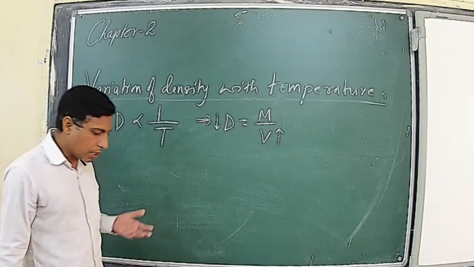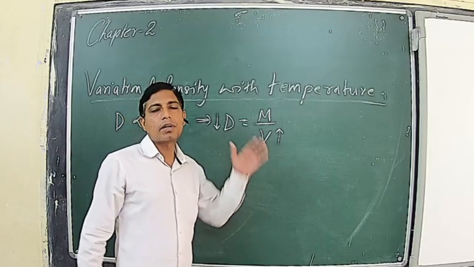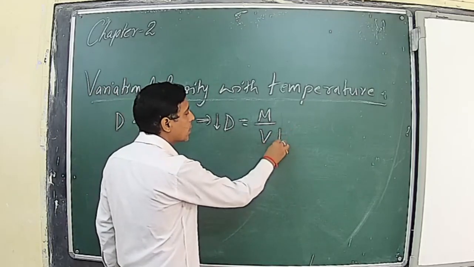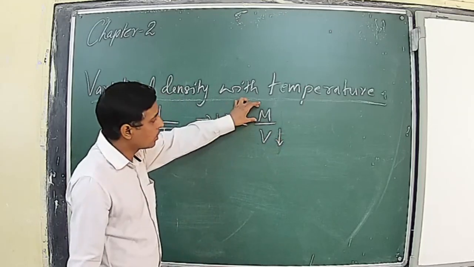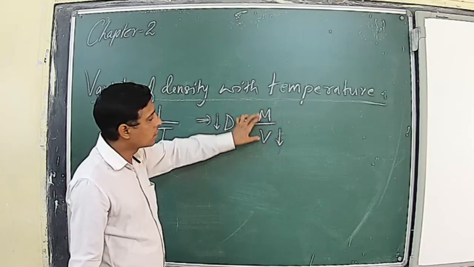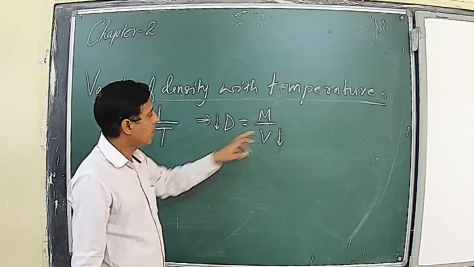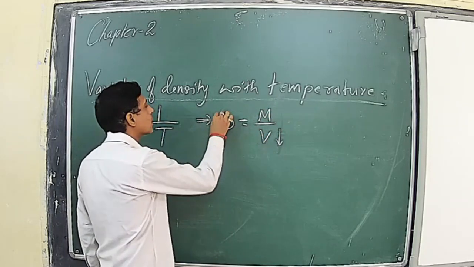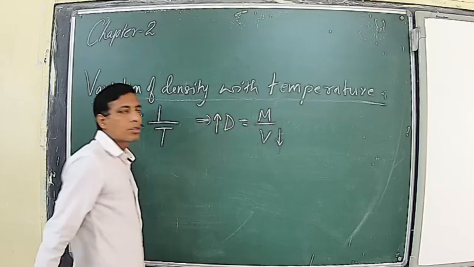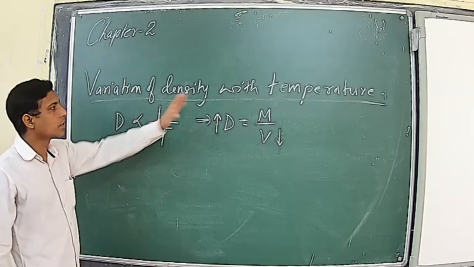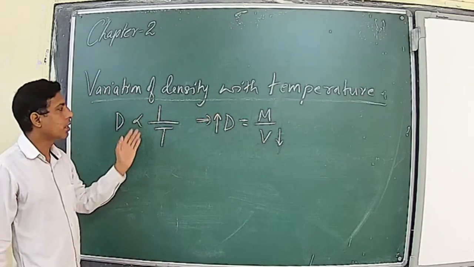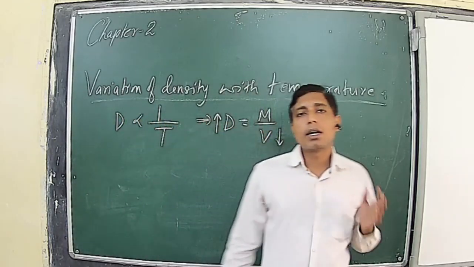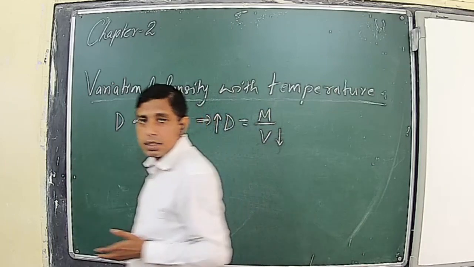Similarly, we also know that when we cool any object or decrease the temperature, it contracts, its volume decreases. So with mass constant, when the denominator decreases, this whole ratio will increase, and this ratio is defined as density. So the density will increase. This is the variation of density with respect to temperature: with increase in temperature, the density decreases, whereas with decrease in temperature, the density increases.